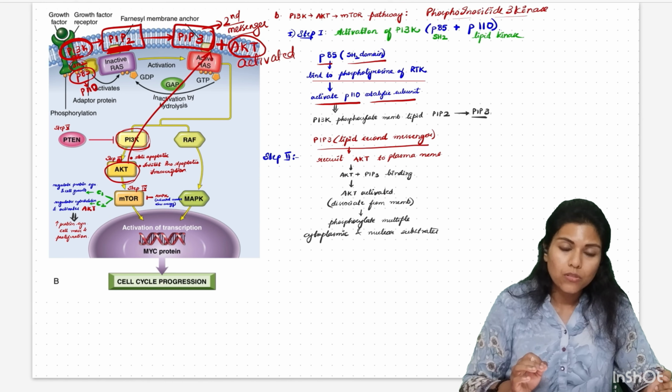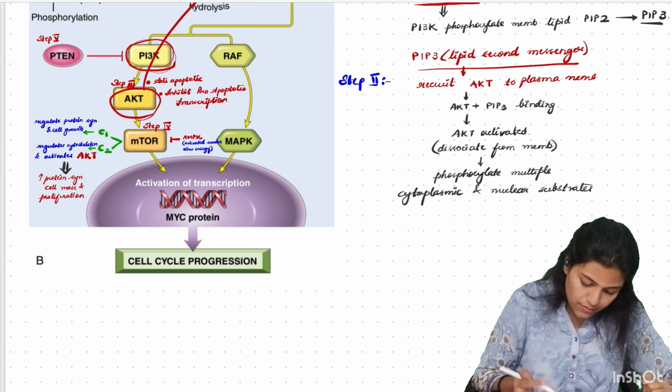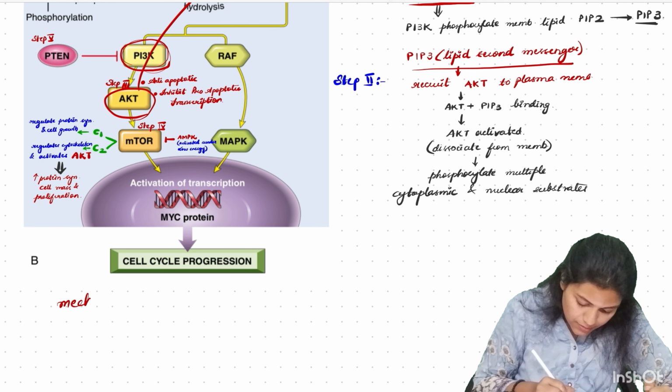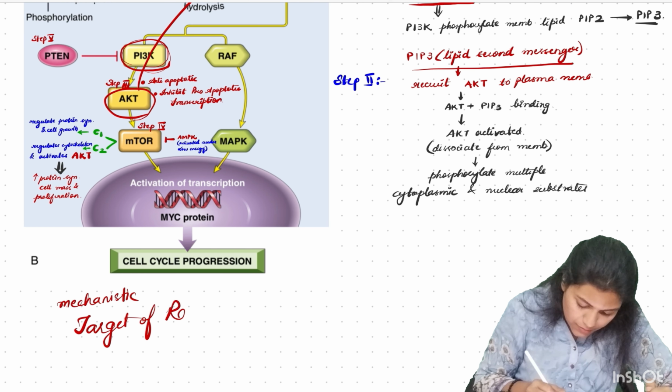Coming to step 4, it begins with mTOR here. The full form of mTOR is mechanistic target of rapamycin.